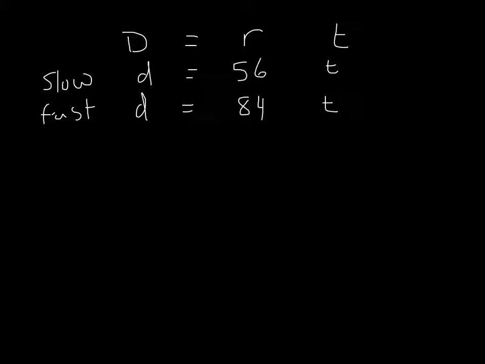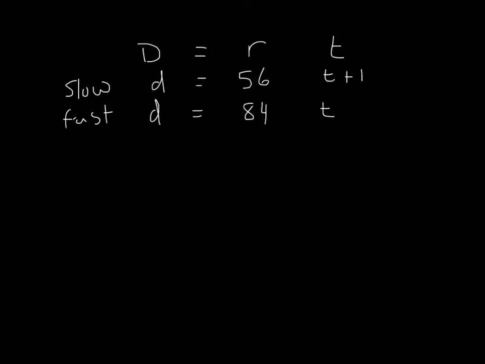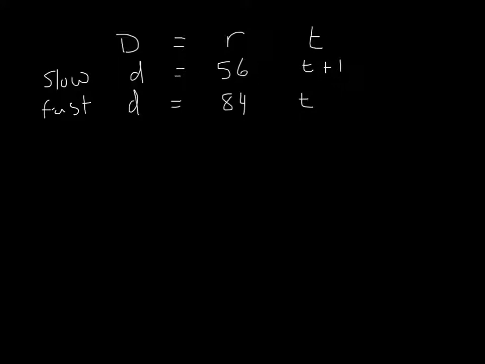And the fast one also has time. You could do it either way you want. You can add an hour, because the slow car left an hour early, so it gets an hour more of driving, or you can take an hour off of the fast car. I'm going to go ahead and add an hour to the slow car. So our equations, I'm just going to put over here to the side rather than writing them down below. So our equations are d equals 56 times (t plus 1) and d equals 84t.